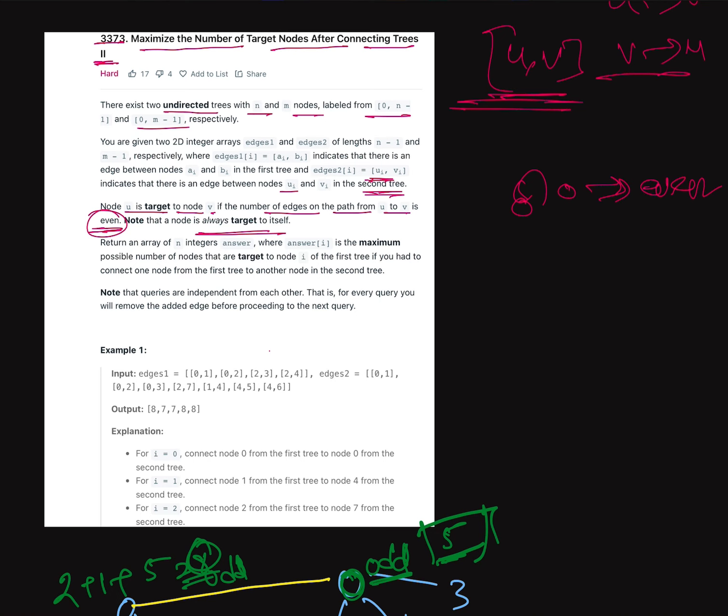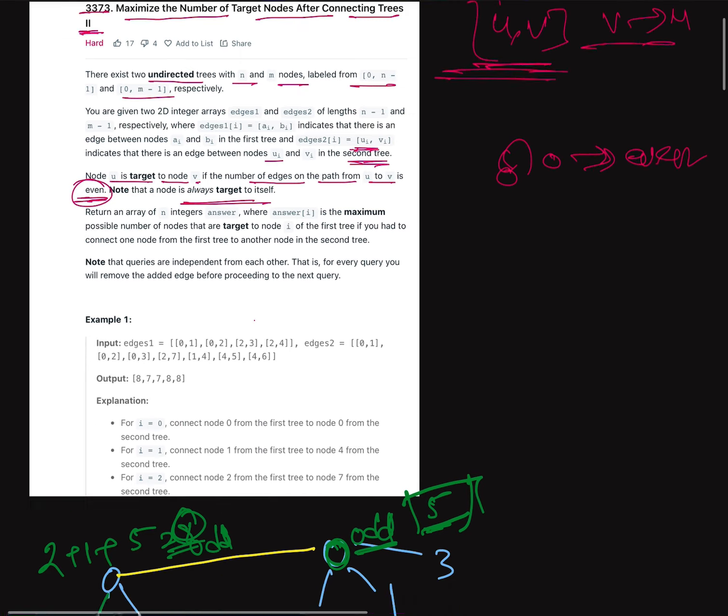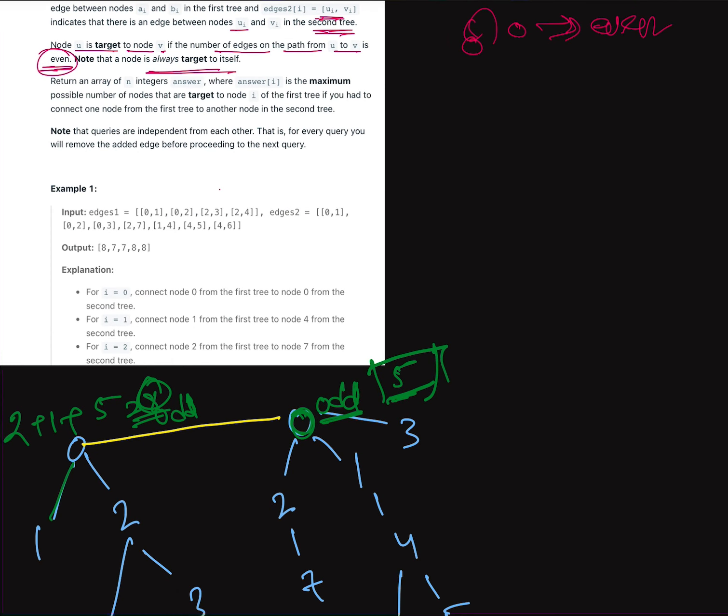Now we have to return an array of n integers, where answer[i] is the maximum possible number of nodes that are target to node i of the first tree, if we had to connect one node from the first tree to another node in the second tree.